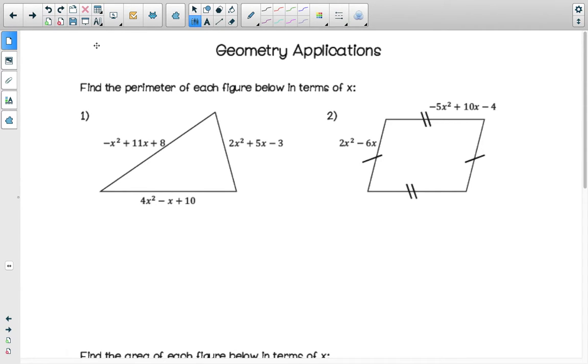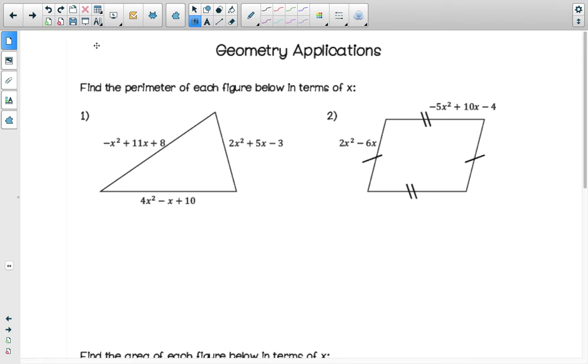This video is on polynomials. We're going to do some geometry applications using polynomials. The first set asks us to find the perimeter of each figure below in terms of x. Perimeter means to add up all the sides. In terms of x means that our answer will still contain the term x.